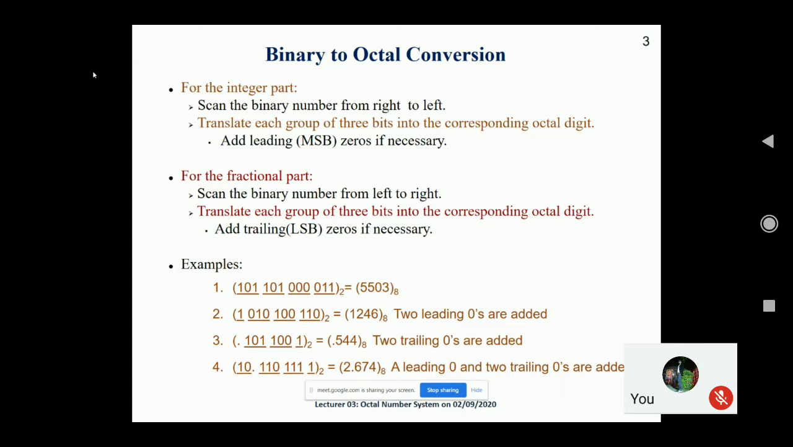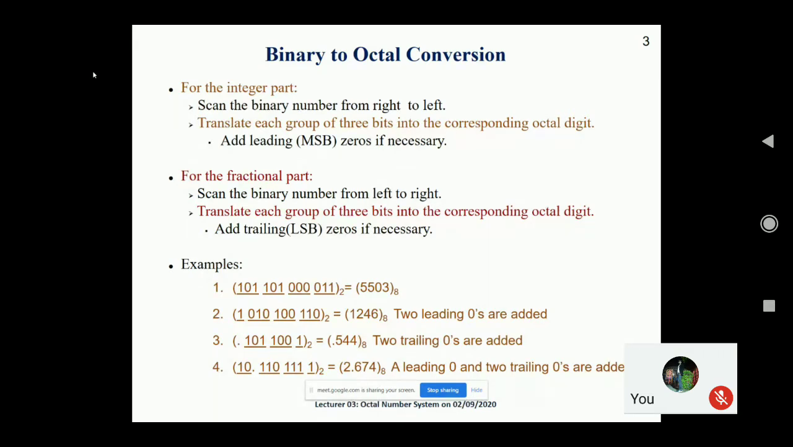When we are talking about the binary integer part, in binary to octal conversion, scan the binary number from right to left. Remember, for the integer part we scan from right to left, not left to right. After that, translate each group of 3 bits into the corresponding octal digit. Each group is 3 bits, because to represent an octal digit, a combination of 3 bits is required.